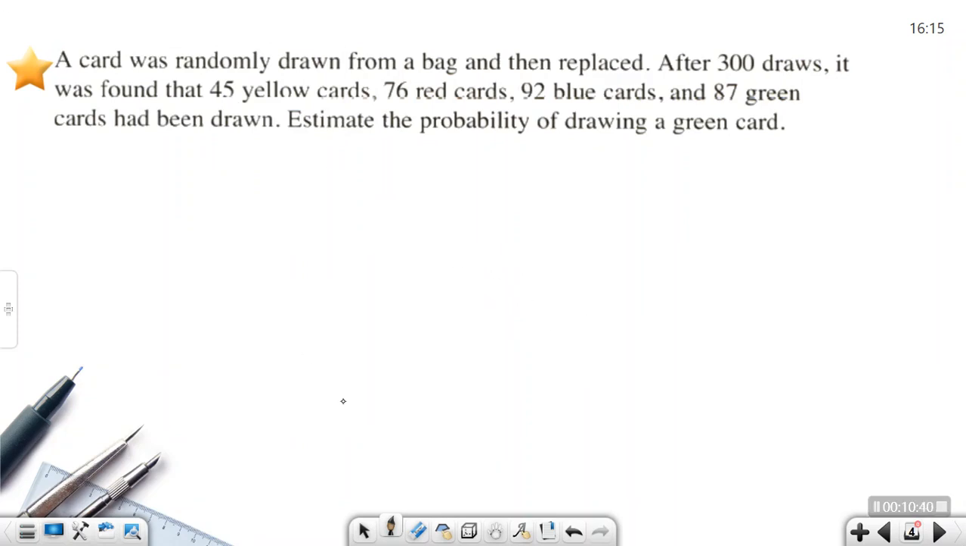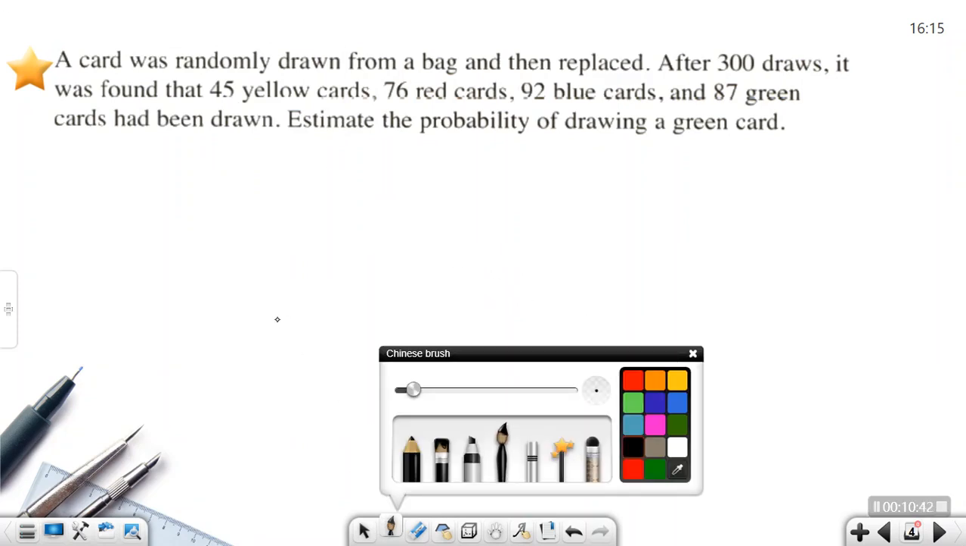Okay, another example. When we talk about experimental probability, we try some things and we record the results, such as this one. A card was randomly drawn from a bag and then replaced. So when you draw a card, you put it back. Be careful here. If you don't put it back, the number of cards will decrease. That's another topic in probability.